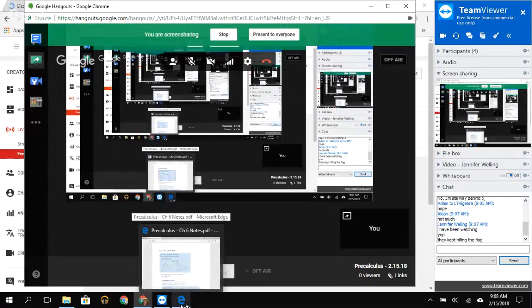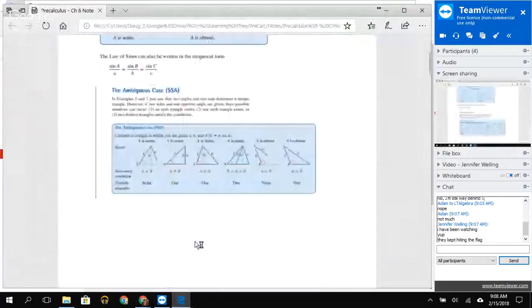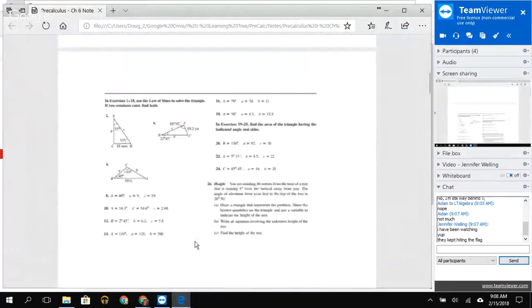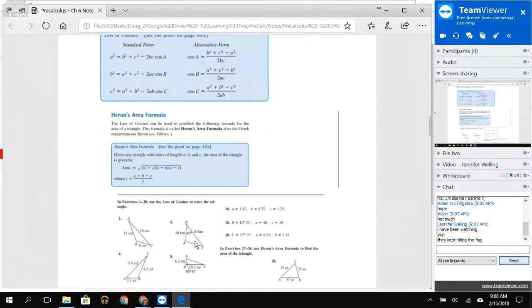6.3, we're talking about vectors. So we did law of sines and cosines the past few weeks, and those are kind of one part. This whole chapter, the law of sines and cosines are one little subsection. And then the last 3 sections are all about vectors. So you're going to learn all about different vectors.